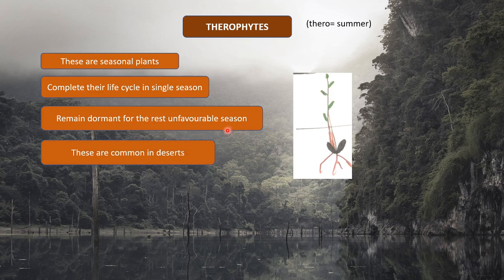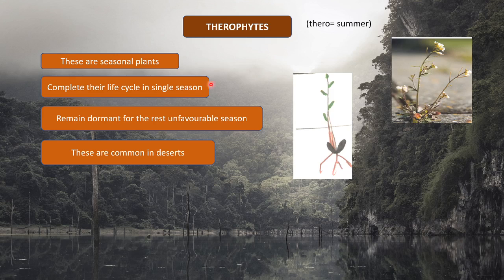These are very common in deserts. We know what happens in deserts: very unfavorable conditions, very little water, a totally arid area and a harsh summer. Therefore they have to survive such a situation. As and when they receive favorable conditions, these plants complete their life cycle in that one single season. Say, for example, if it's monsoon season, as soon as they get the favorable season they will complete their life cycle in that season itself. They will not wait for the summer to come.